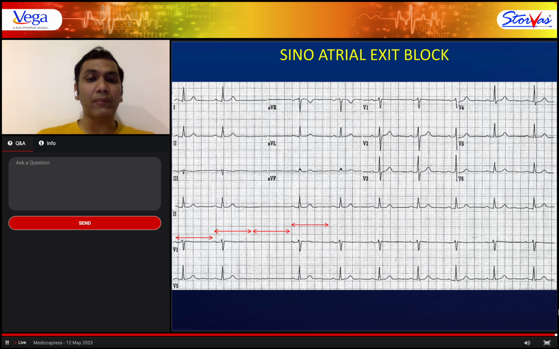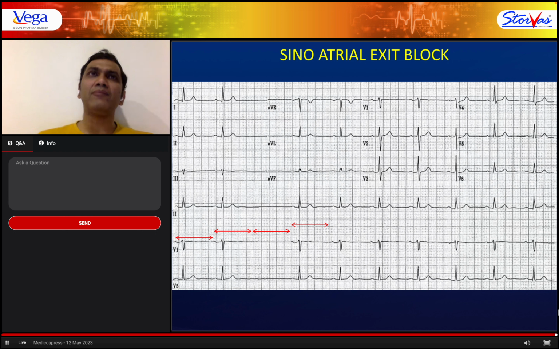If the interval of the pause is a multiple of the underlying P to P interval, you can always say it is a sinoatrial exit block, where the beat that is produced in the sinus node is not able to exit to the ventricle. Remember, this patient had an ASD surgery, open heart surgery. The cannula that is put for the ASD surgery is put at the location of the SVC-RA junction. Perhaps some amount of scar there may cause this problem in such patients.